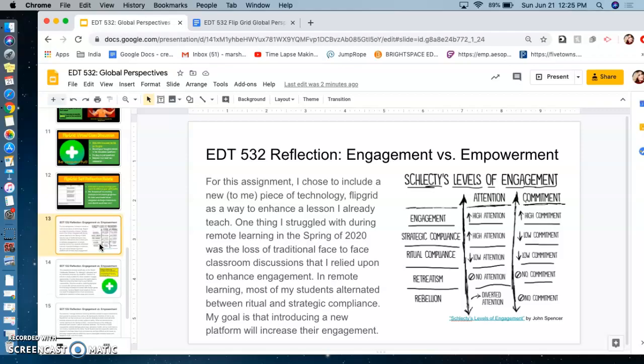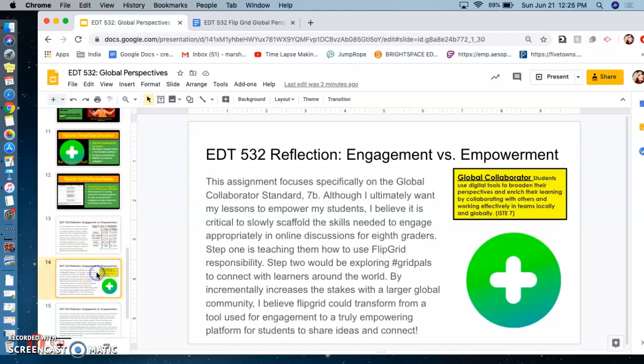So I think that using a platform such as Flipgrid is a great way for students to start feeling more empowered. This assignment specifically focuses on Global Collaborator Standard 7B, where we're using digital tools to broaden their perspectives and also to collaborate with others. And I think that Flipgrid is one of those tools that I would teach in steps. I would start off with just how do we use Flipgrid, and then I would use it for class discussions on certain topics. And then I would open it up to use Grid Pals. I was checking out Grid Pals, and I think it's an exciting way to connect with learners around the world.